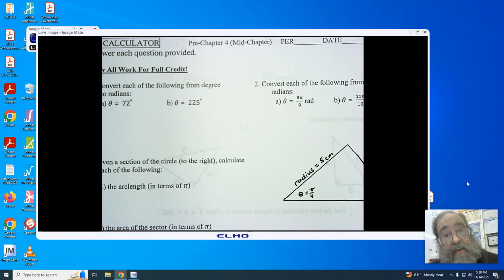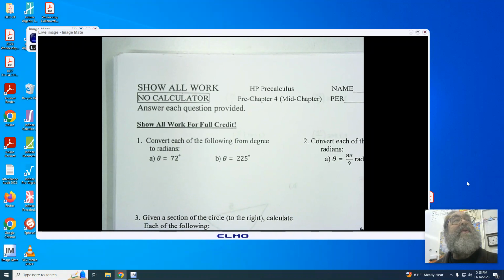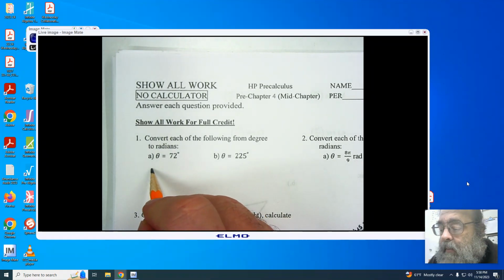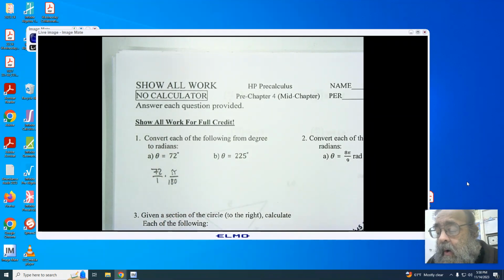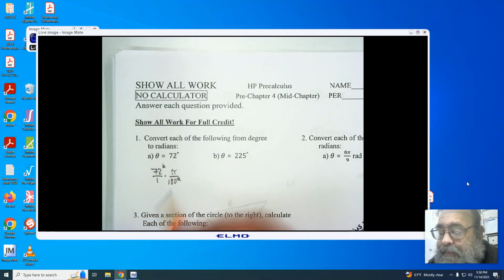All right, so let's go ahead and begin. We're going to start with conversion. And you'll notice on this page, I'm going to convert 72 degrees and 225 degrees. When you're trying to convert, you want to multiply by pi divided by 180. And your goal, you'll notice the degree units will cancel.